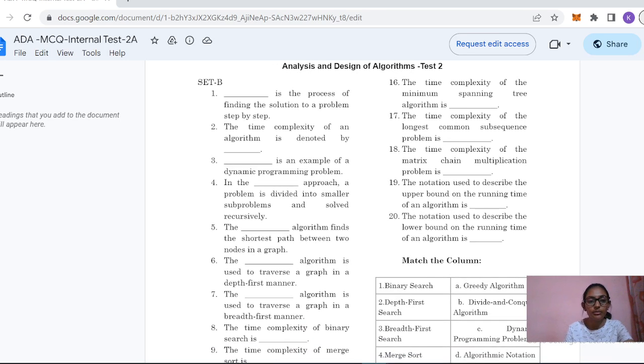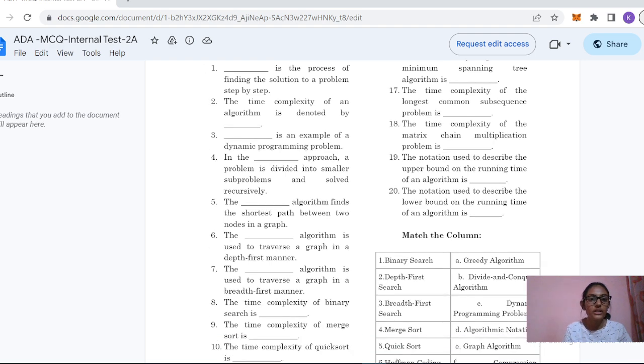On this set B part, there are some fill-ups. First, dash is the process of finding the solution to a problem step by step. Answer: iteration is the process of finding the solution to a problem step by step. Second, time complexity of an algorithm is denoted by big O notation. Third, dash is an example of a dynamic programming problem. Longest common subsequence can be an example of a dynamic programming problem.